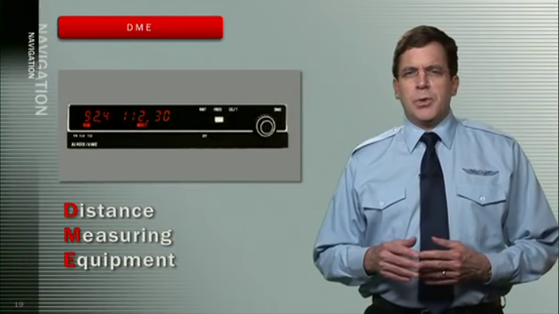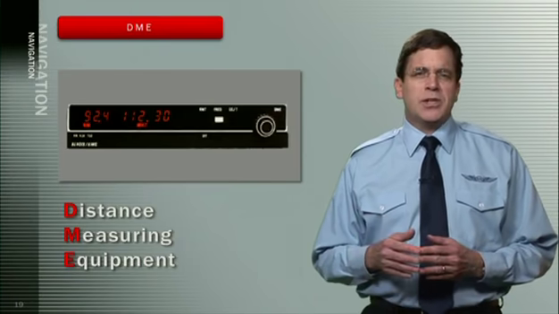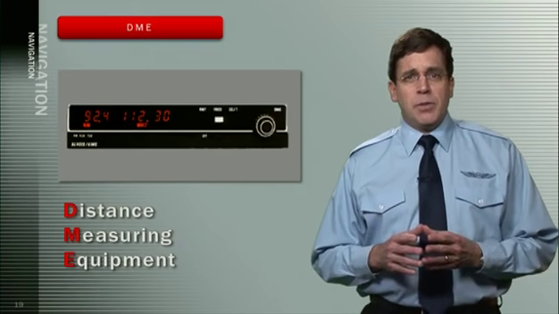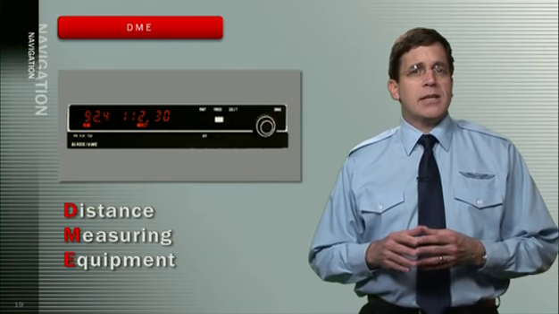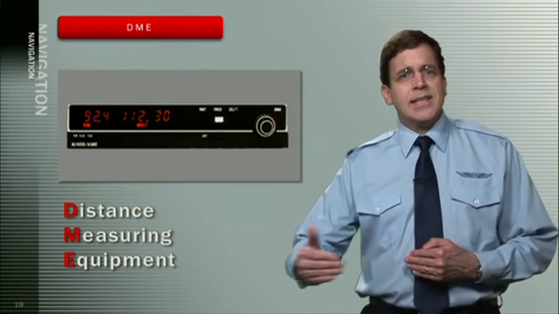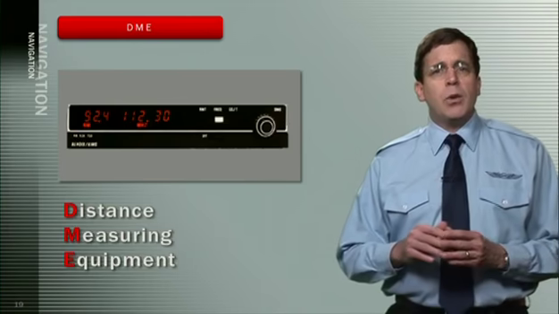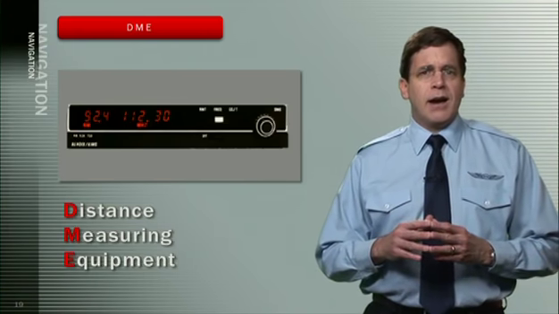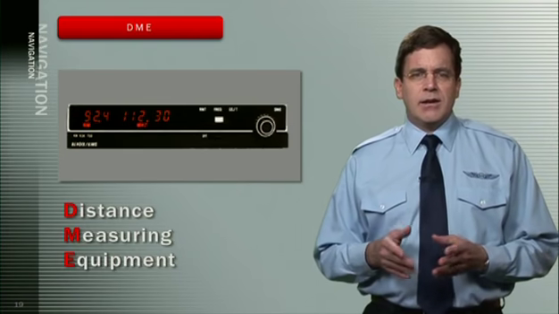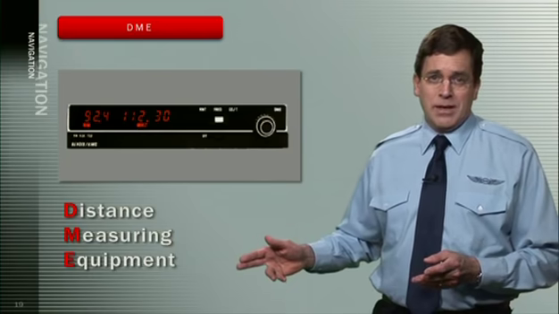DME operates on frequencies in the UHF spectrum between 962 MHz and 1213 MHz. Aircraft receiving equipment, which provides for automatic DME selection, assures reception of azimuth and distance information from a common source when designated VOR DME, VORTAC, ILS DME, and LOCALIZER DME are selected. Now the acronym DME stands for Distance Measuring Equipment.